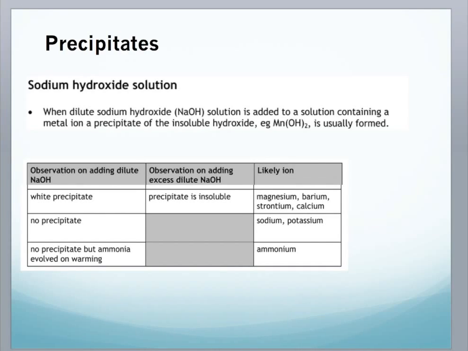So when you add dilute sodium hydroxide to a solid, and then you can gently warm the test tube, a gas may be evolved, which can be tested with damp red or damp blue litmus paper, or with a glass rod dipping into concentrated hydrochloric acid. These are the observations that you can make. So if you add dilute sodium hydroxide and you have a white precipitate, and then if you add the sodium hydroxide in excess, if the precipitate is insoluble, then most likely you have either magnesium, barium, strontium, or calcium, and so on. So again, you can pause the video and just have a look at this table.